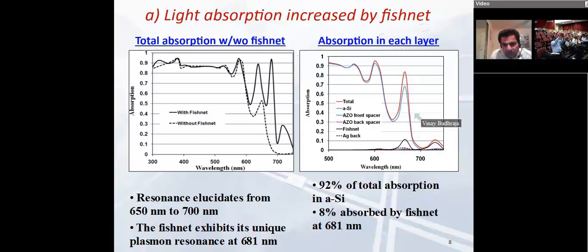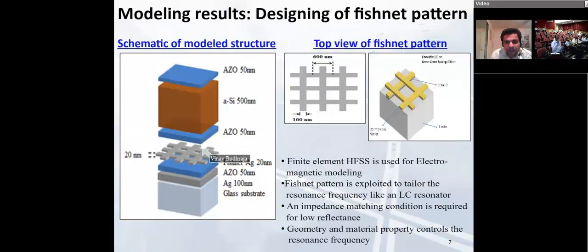The figure on the right side shows the absorption in each layer. You can see in this figure there are different layers. So we calculate the absorption in each layer so that we can show that the total absorption coming out of a solar cell is due to the absorption in amorphous silicon, because our aim is to increase the absorption in amorphous silicon.